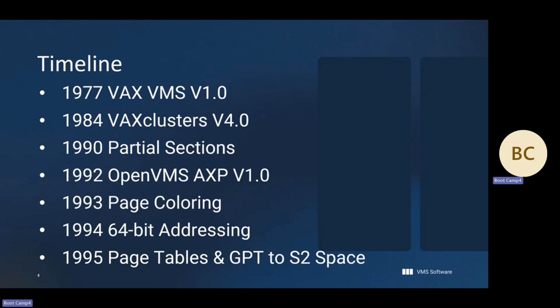VAX VMS version 1 was announced and shipped in 1977. VAX clusters itself came with VMS version 4 in 84. I know most of you understand how important VAX clusters is, currently called VMS clusters. I believe Oracle's Lock Manager is based on what we did, what we continue to do, and I kind of chuckle when other vendors talk about their clusters offering because very few have anything that's similar.